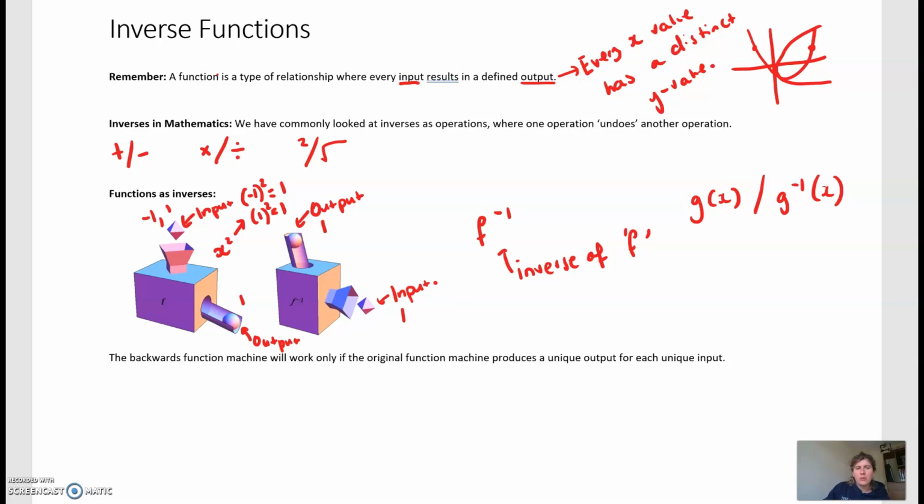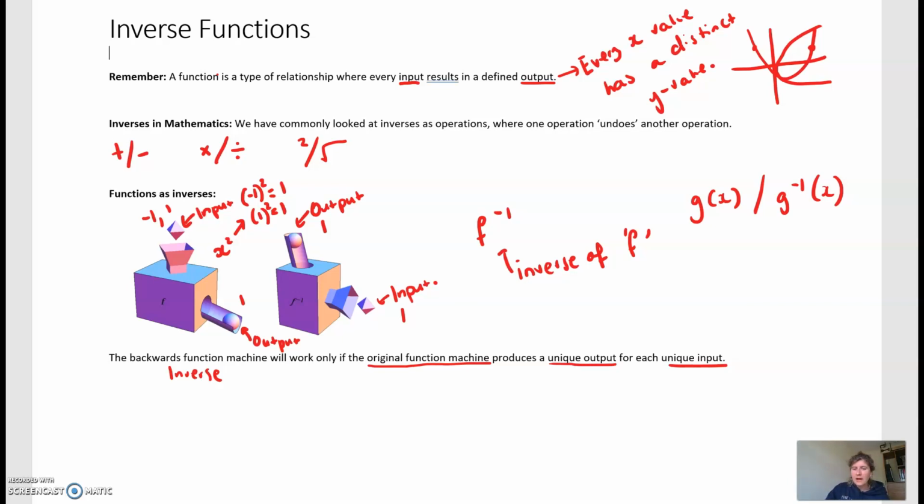Okay, so when we're looking at inverse functions, we need to build on our definition, and that is that a backwards function machine, or an inverse function machine, will only work if the original function machine produces a unique output for each unique input. So now we need to have only one x going in to give you one y, and not like when we're talking about regular functions where you can have x giving you two of the same y. There needs to only be one of each. All right, and that becomes important when we're talking about domains, and I'll mention that in a second.